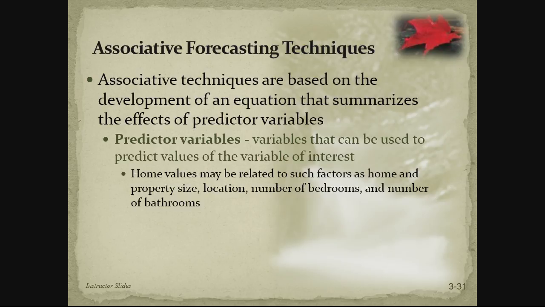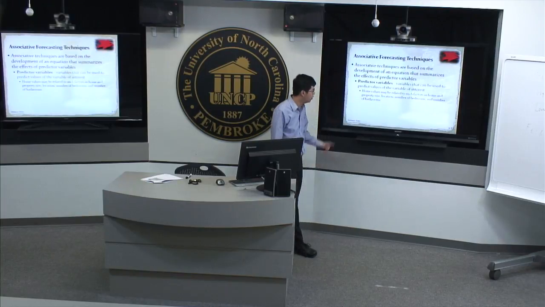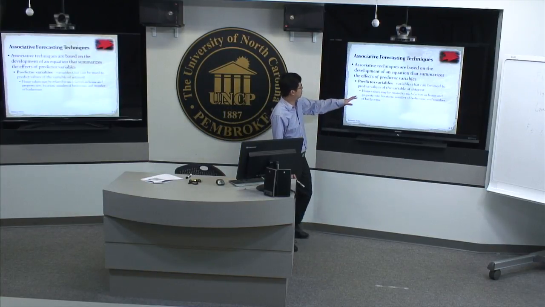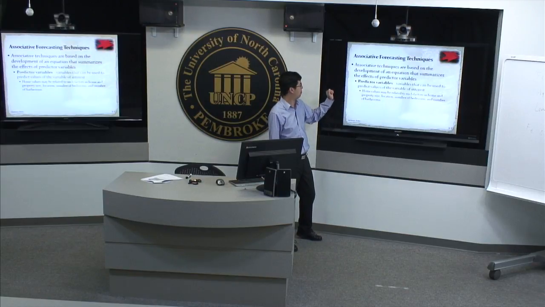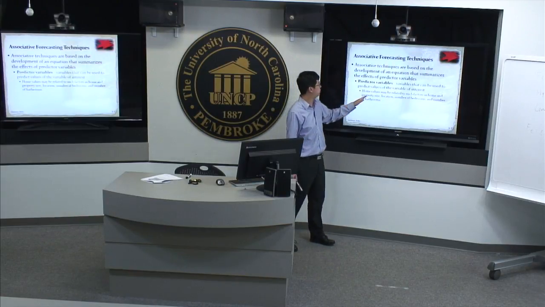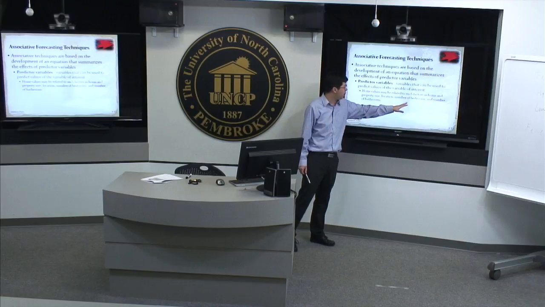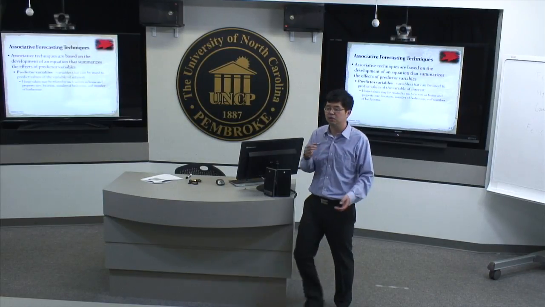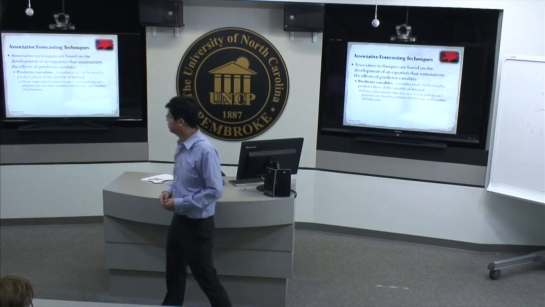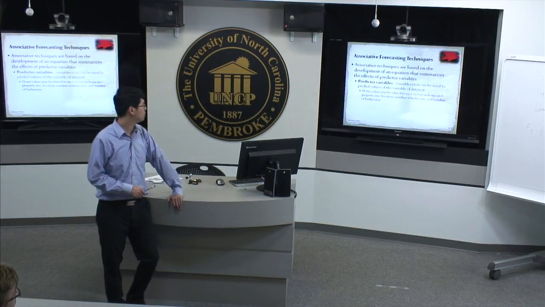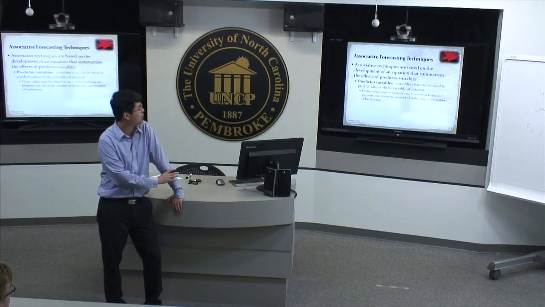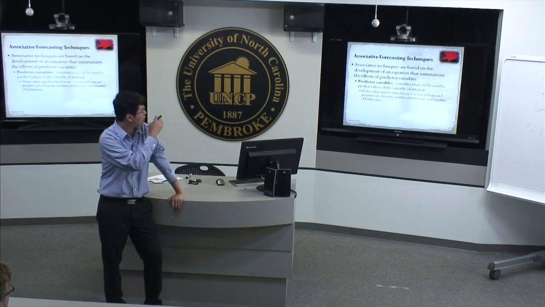Home value is related to property size, location, number of bedrooms, number of bathrooms. First, I want to ask you guys, it has mentioned four factors for the house price: property size, location, number of bedrooms, and number of bathrooms. Do you think there's any factor missing here for the housing price? There must be lots of factors missing, but in your opinion, what important factor comes to mind that is missing?